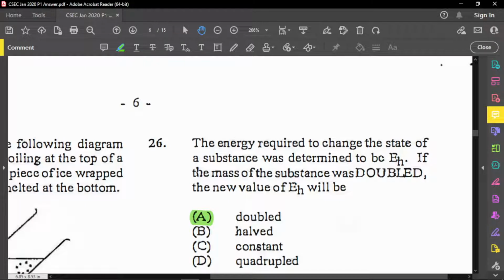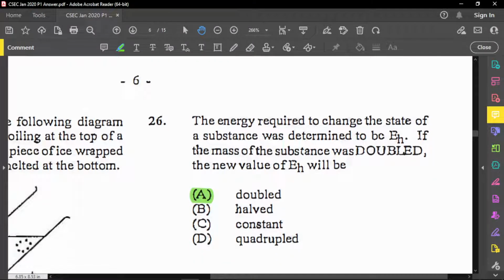All right, so 26, it said that the energy required to change the state of a substance was determined to be EH. If the mass of the substance was doubled, the new value of EH, which is energy, will be what? And this is also a repeat question, because based on the formula, the energy is equal to the mass times specific heat capacity times change in temperature.